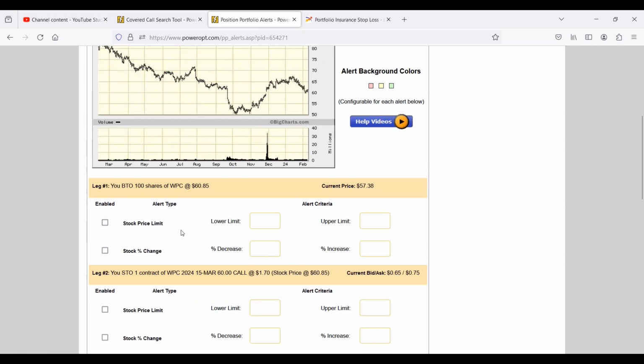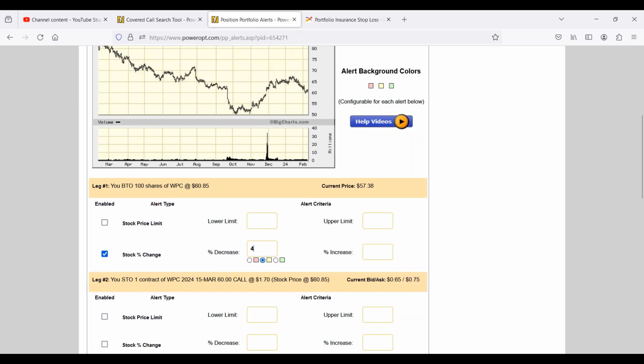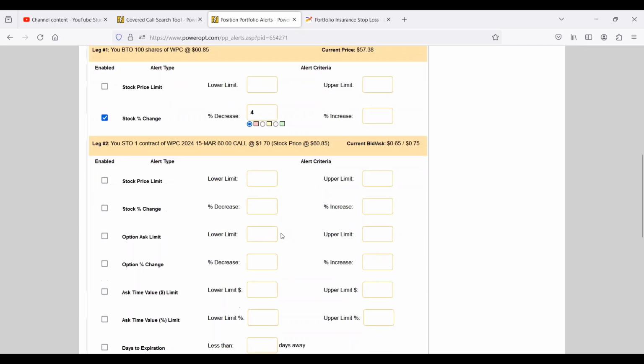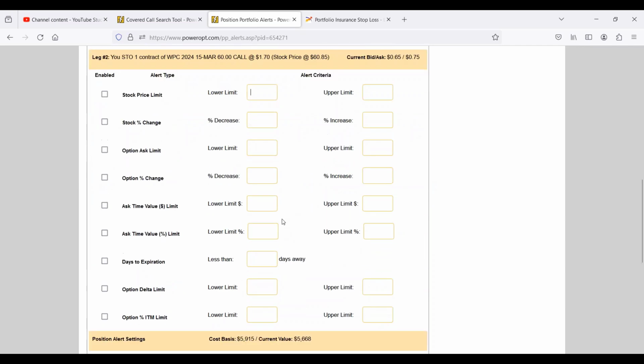And I'm going to set alerts for percentage stock change of, let's just say, 4%. Okay, and I'm going to mark that as a red warning, a bad sentiment indicator. I could also use the lower stock limit, i.e. putting in your break-even point for the covered call position. Or there's just a standard stock price limit.